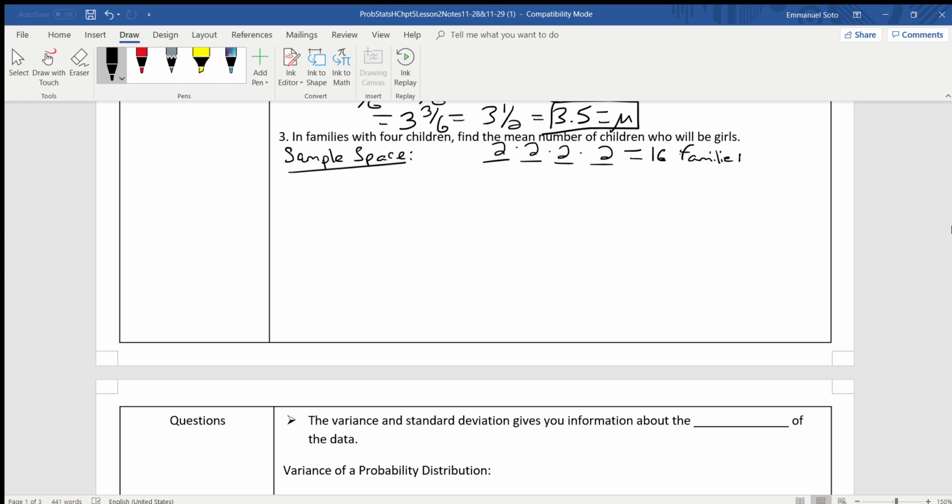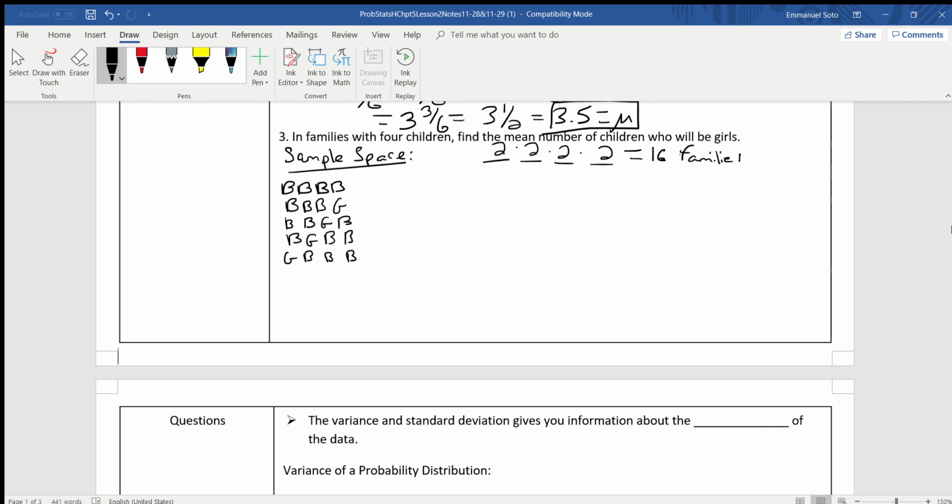All right, so what we're going to do is list out all of those 4-children families. First option, we have all boys, then one girl: girl as a second child, girl as a first child. That exhausts all the possibilities of 1 girl.